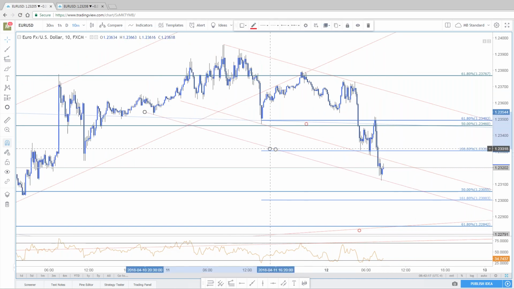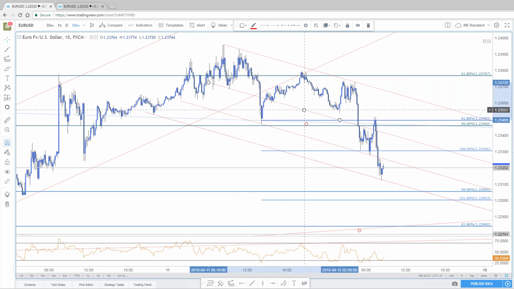Slope. It's all about the slope. Support, acceleration, resistance, acceleration on both sides. Not really a major line, but we'll call that a secondary parallel. Long story short, some things to take note of here.